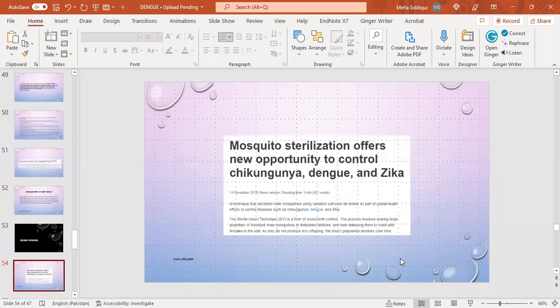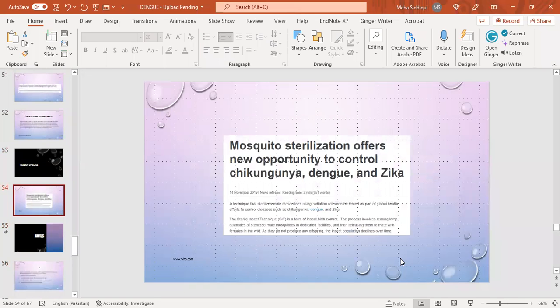Recent updates. This is a recent article on mosquito sterilization, which offers a new opportunity to control chikungunya, dengue, and Zika. According to it, a technique that sterilizes male mosquitoes using radiation will soon be tested as part of global health efforts to control diseases such as chikungunya, dengue, and Zika. The sterilized insect technique is a form of insect birth control, and involves rearing large quantities of sterilized male mosquitoes in dedicated facilities and releasing them to mate in the wild. As they do not produce any offspring, the insect population declines over time.